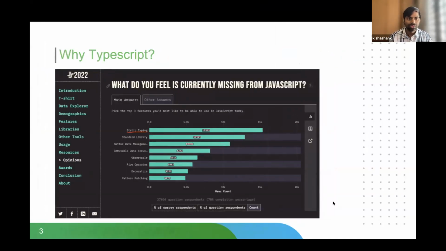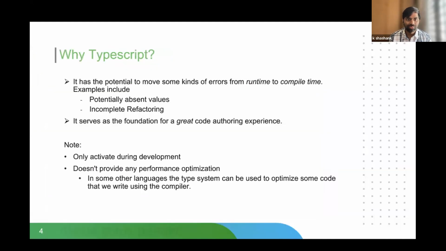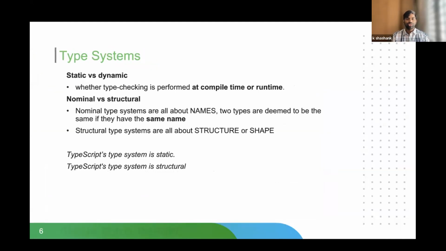So I think we have covered what and why JavaScript, TypeScript, and also installations. So let me quickly go through the type systems in general, not in TypeScript, but the type systems themselves. If we want to categorize the type systems, there are many ways, but let me talk about two ways. One is static and dynamic, and another is nominal and structural type systems.